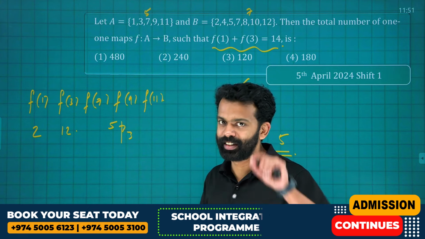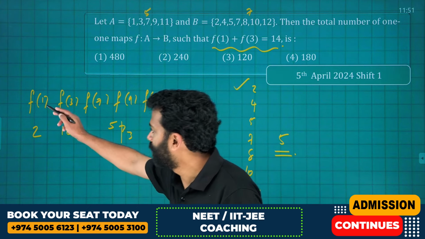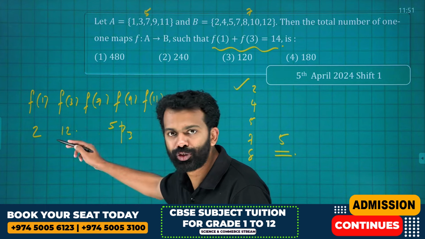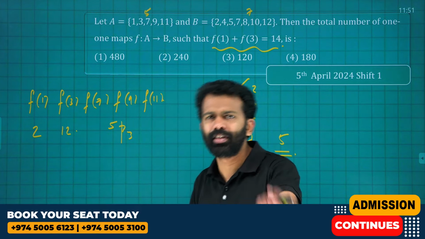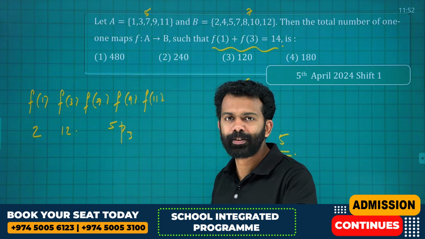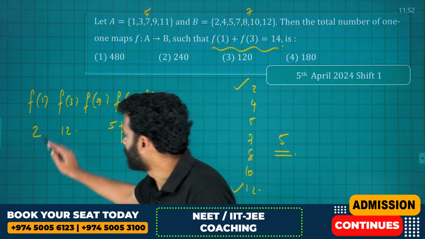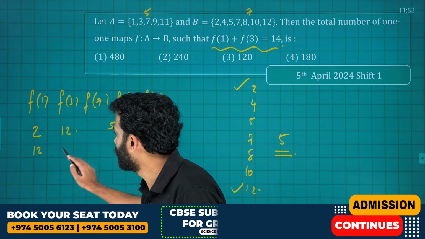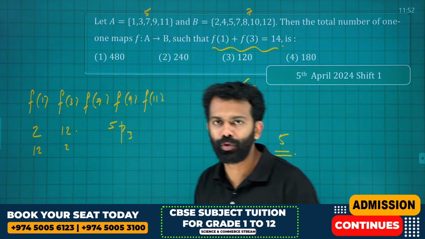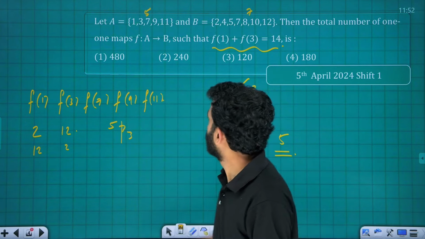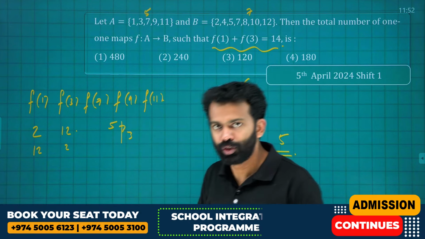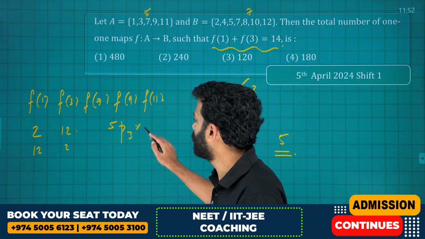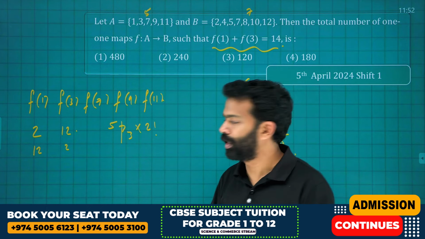It's not correct. There is a slight modification here. See, f of 1 is 2 and f of 3 is 12. Is there any other possibility other than this? There is one more actually: f of 1 can be 12 and f of 3 can be 2. Then also the sum will be equal to 14, right? Then also it will be 5P3. So basically it is 5P3 into 2 factorial. So that's done.